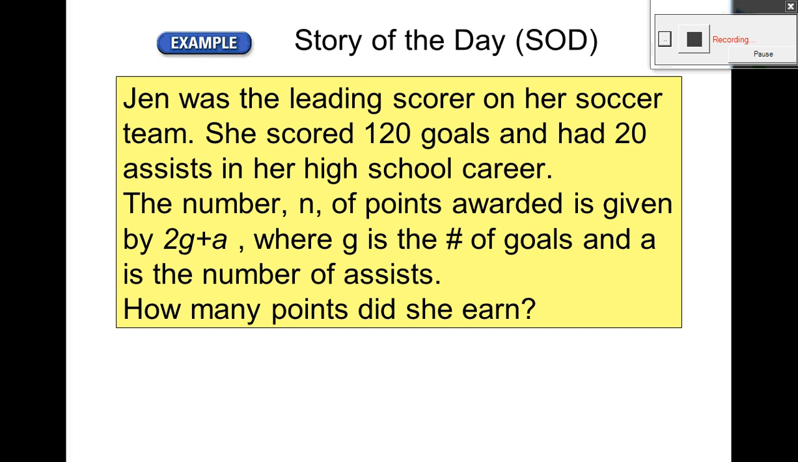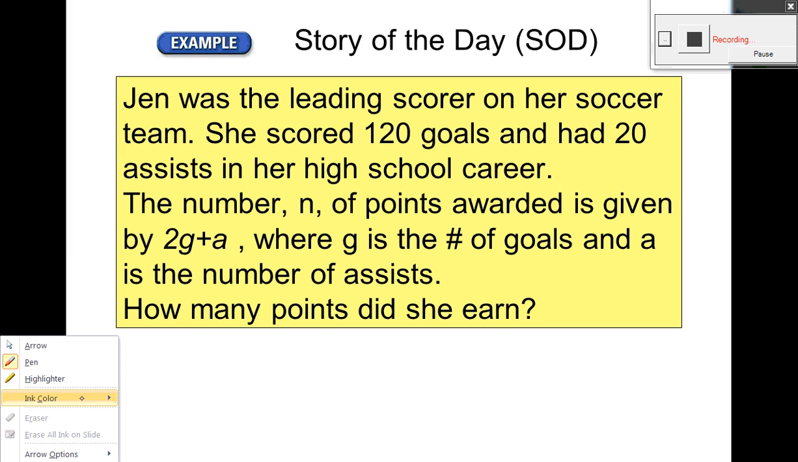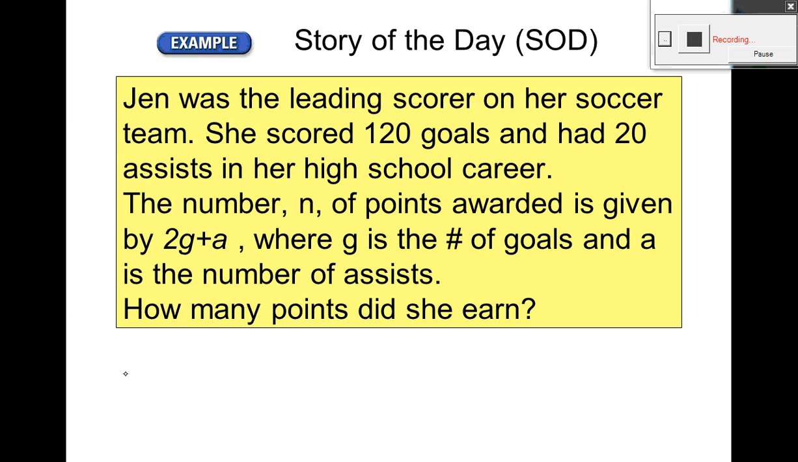Okay, so what we're going to do first is we're going to pick out the information that we don't need. Okay, we don't need to know that she was a leading scorer on her soccer team. It's nice. We don't need to know that, right? We also didn't need to know that she was in her high school career. Okay, what else don't we need to know? Let's see here. Well, that looks pretty good.